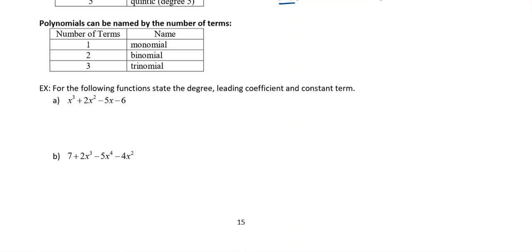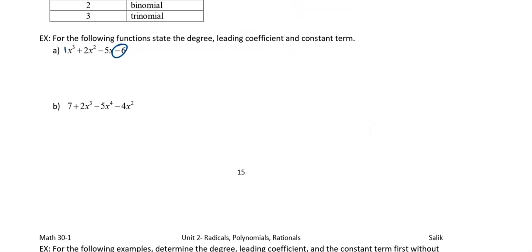The leading coefficient. What would the leading coefficient be on this polynomial? 1. There really is a hidden 1 sitting out front of that thing. And then the constant term? Yeah, -6. It'd be -6 because really it's like plus -6 technically, right? So, yeah. All right, next one.